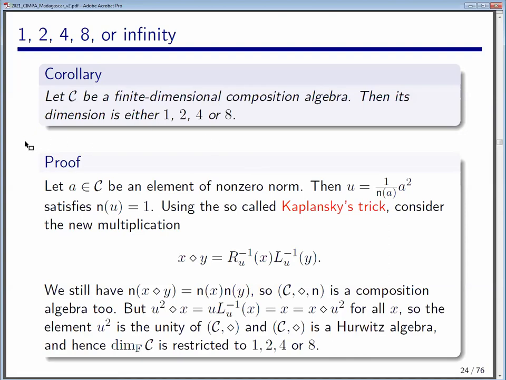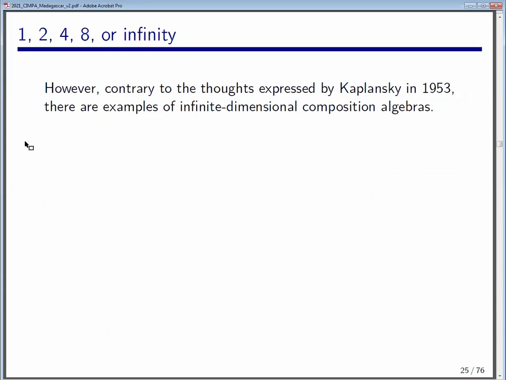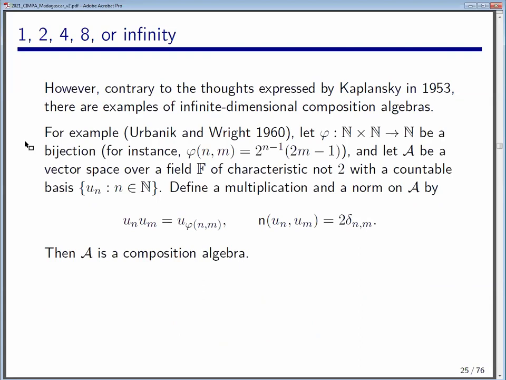Okay. And actually, Kaplansky, after realizing these kinds of things, that he was able to move from non-unital composition algebras to unital composition algebras, thought that probably the dimension of any composition algebra should be finite, and therefore 1, 2, 4, or 8. But no, there are infinite dimensional composition algebras. Let me show you perhaps the simplest example that has some other interest. This example is from 1960 by Urbanik and Wright, and the idea is the following.